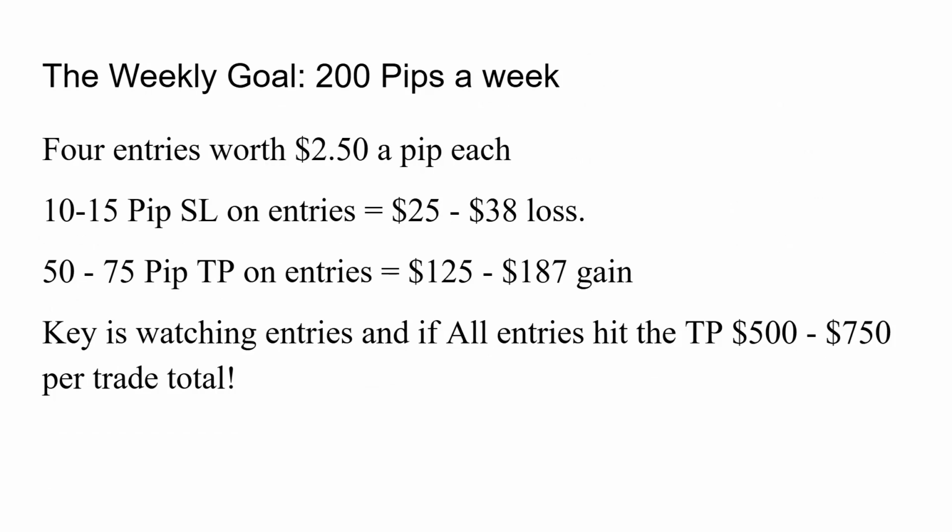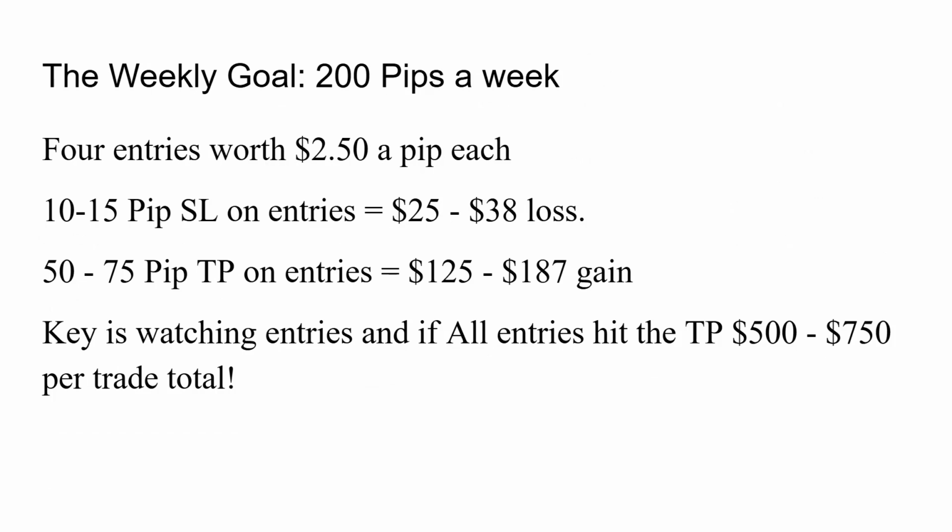So here's the goal. How do we get to make $500 a week? We want to make 4 entries that are worth $2.50 per pip each. Our stop loss we want to be between 10 and 15 pips. So in the worst case scenario, if we just have one entry and let's just say price spikes against us, that's a loss of $25. And if you have a 15 pip stop loss, then it will be a $38 loss.